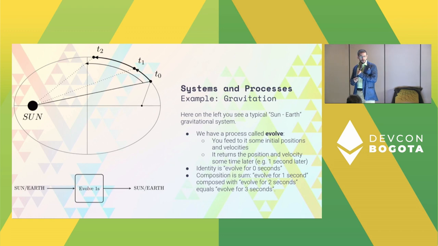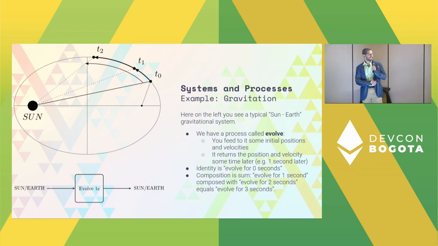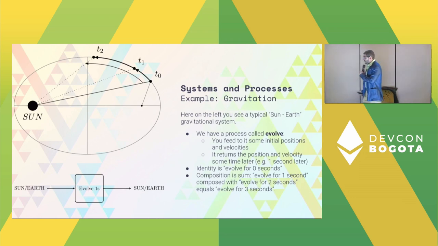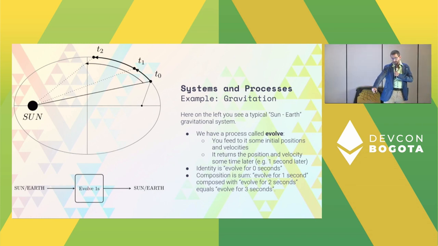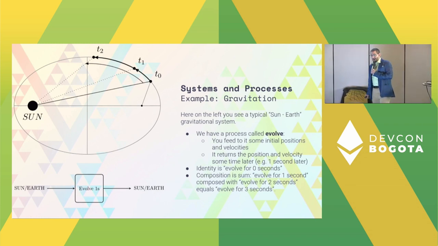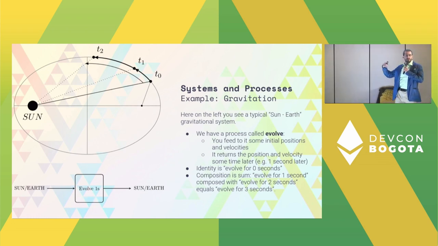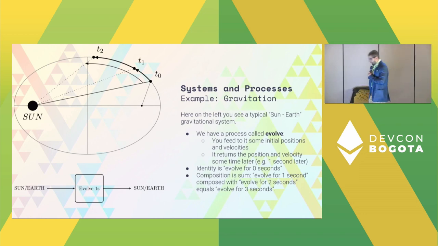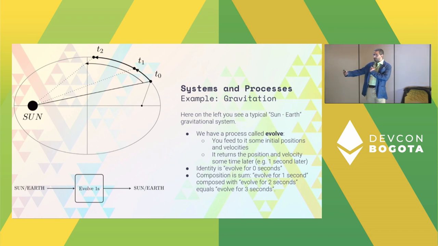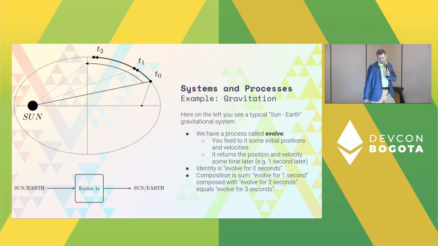You see that in this example, you also have an identity process that is the process that doesn't evolve for zero time. It's just taking the input and is not looking in the future or in the past. It's just giving you the state as it is now. And we see that we have a notion of composition, because if I let evolve the process for, I don't know, 1 second, I go from the position mark T0 to the position mark T1. Again, I can feed T1 to the system another time, let it evolve for another second, and I go to T2, and that would be the same as evolving the system for 2 seconds. So again, I can combine these bricks.